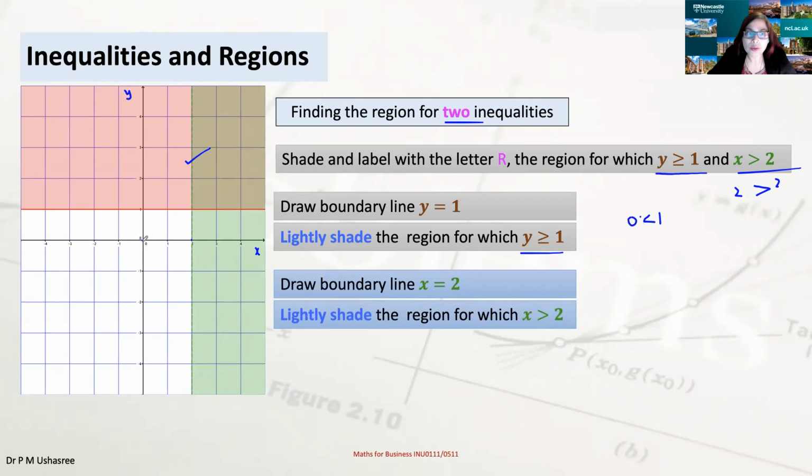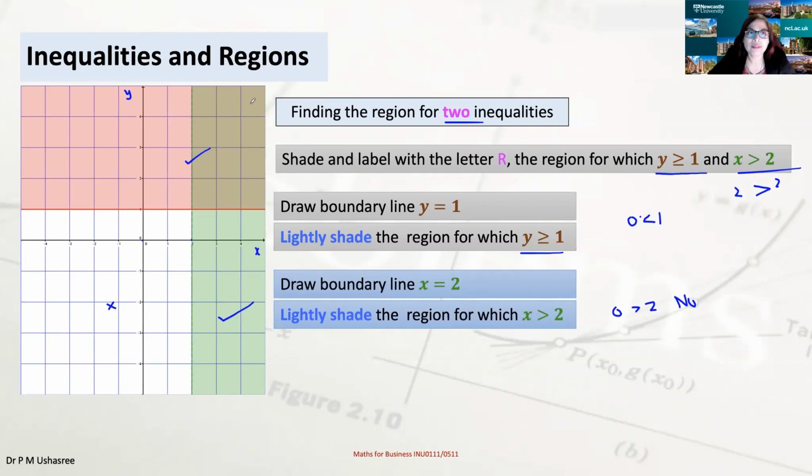And any point 0, 0, if I take 0, it is not greater than 2, so this is my false region. Any point on the right side of this line will satisfy this inequality. So you just substitute the origin 0 and see, is 0 greater than 2? No, it's false. So that means this is not the region I want. This is the region I want.